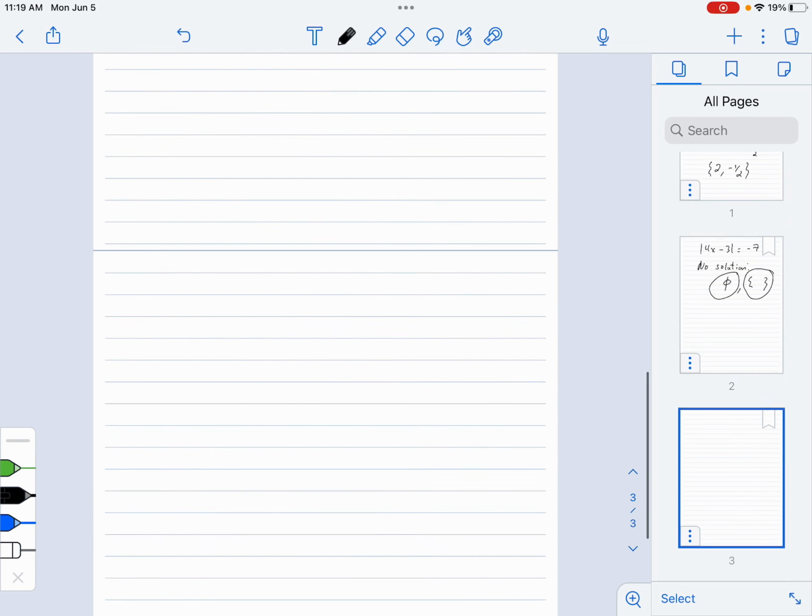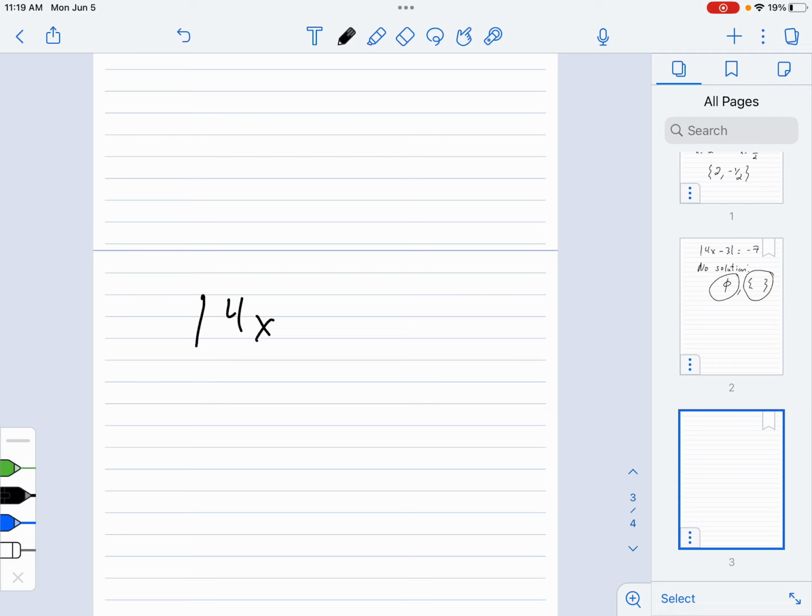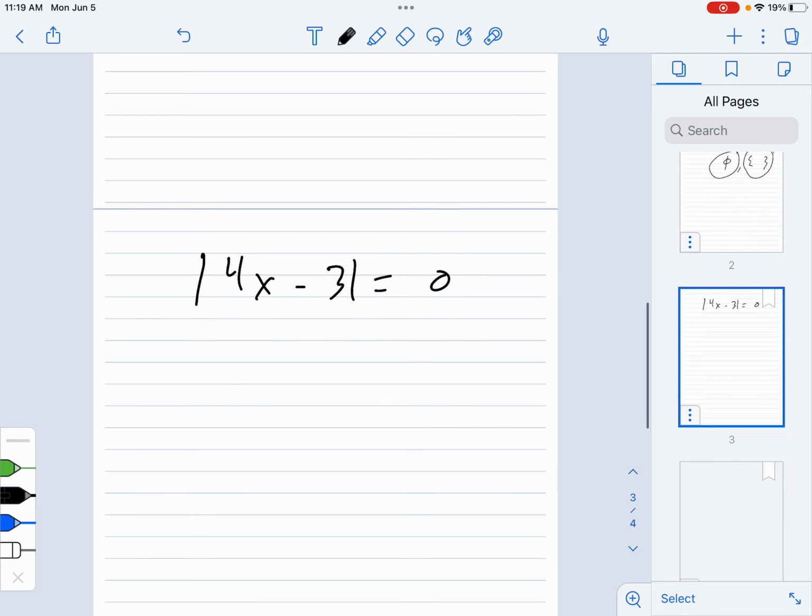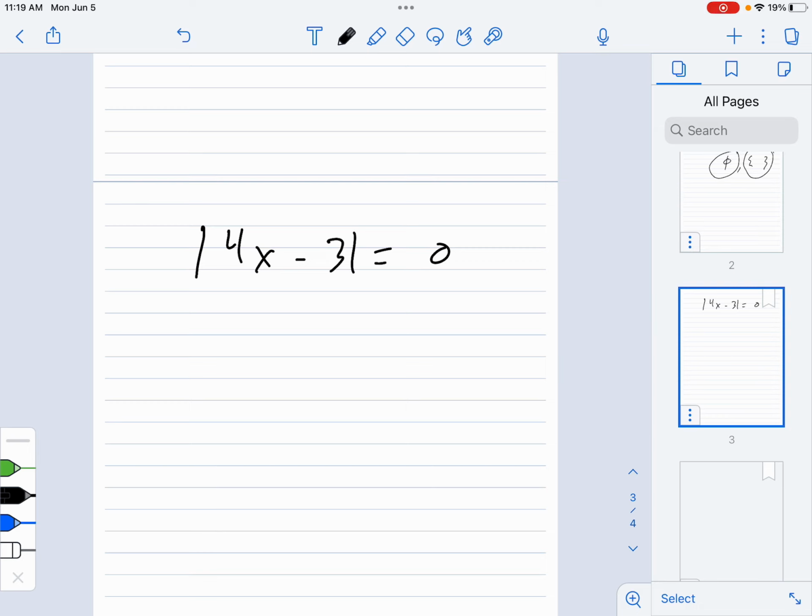One more thing: when you have an absolute value equal to 0, then you only have one equation, and that's when the inside equals 0. We don't have two. So you would go ahead and just solve this. For example, in this case, you add the 3 and divide by 4, and that's it. You only have one solution.